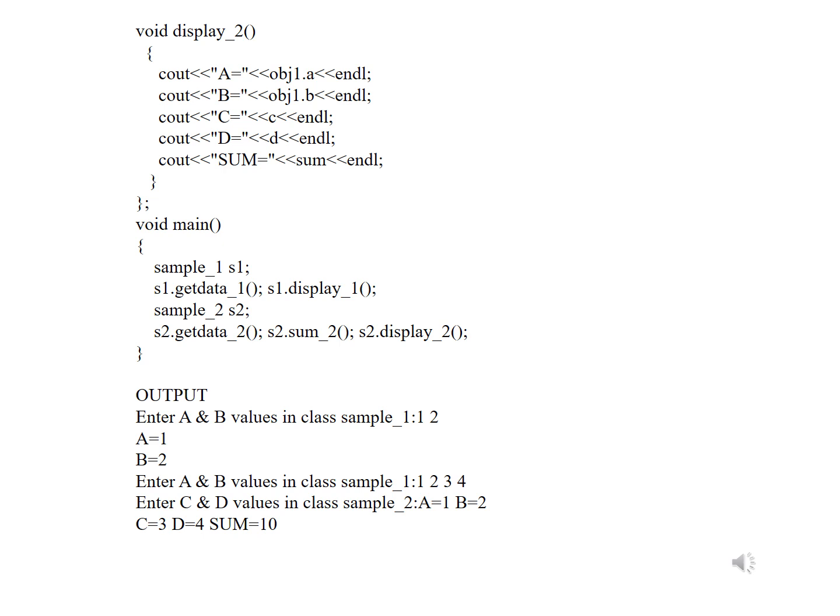For this program the output will run like this: enter a and b values in class 1, that is, you can give the data. I have given 1 and 2, output will be displayed a equal to 1, b equal to 2, and then enter a and b values in class sample1, that is 1 2 3 4, and enter c and d values in class sample2. a is equal to 1, b equal to 2, c is equal to 3, d equal to 4 and sum is equal to 10, that is 1 plus 2 plus 3 plus 4 will become 10. So like this it will work.